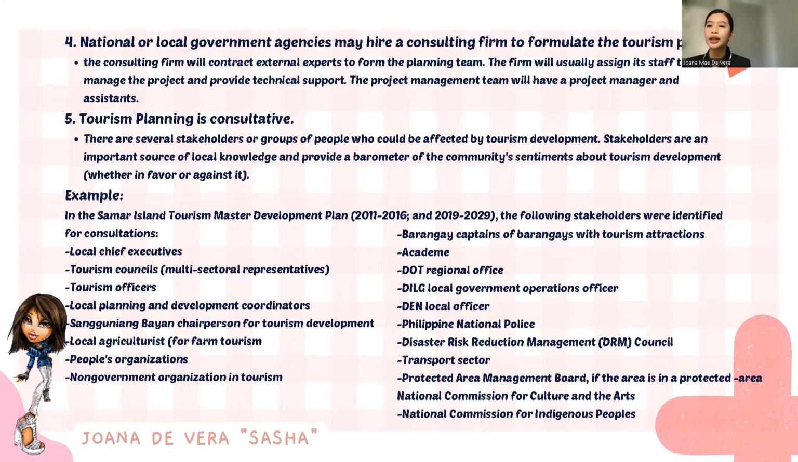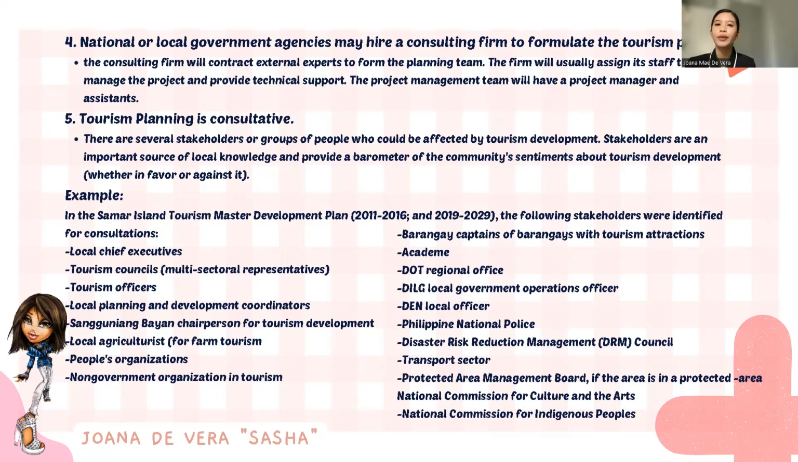For example, in the Summer Island Tourism Master Development Plan, here are the following stakeholders identified for consultation: the local chief executive, tourism councils, tourism officers, local planning and development coordinators, Sangguniang Bayan chairperson of tourism development, local agriculture for farm tourism, people's organizations, non-government organizations in tourism, barangay captains of barangays with tourism attractions, academe, DOT regional office, DILG local government operation officer, the DENR local officer, the Philippine National Police, Disaster Risk Reduction Management Council, transport sector, protected area management board if the area is a protected area, National Commission for Culture and the Arts, and lastly the National Commission on Indigenous Peoples.